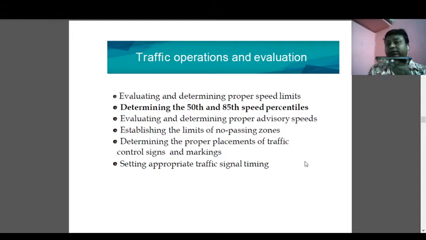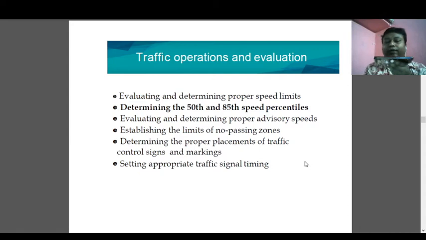So what is percentile speed? Percentile speed is the percentage of the vehicles that are moving at a particular speed. Suppose there are 100 vehicles moving on that particular road for a particular hour, say from 10 to 11 in the morning. For the 100 vehicles there are 100 speed values. Vehicle X has a different speed value, vehicle Y has a different speed value, and vehicle Z has a different speed value. So for 100 vehicles there are 100 types of speed value.